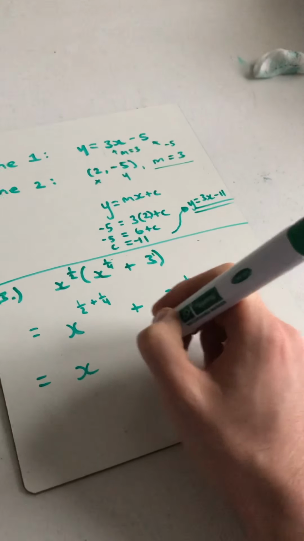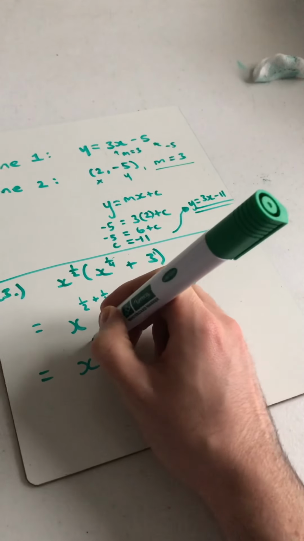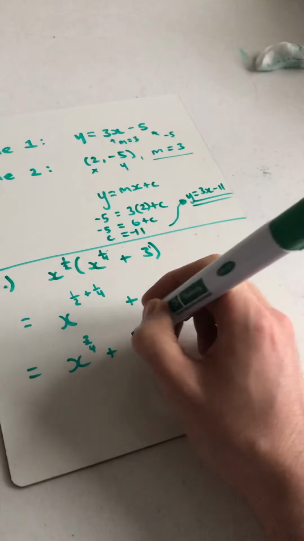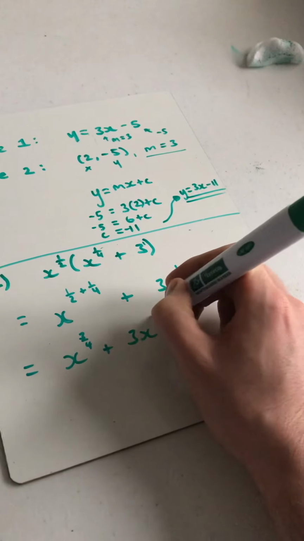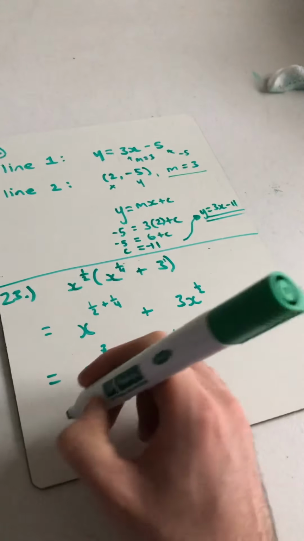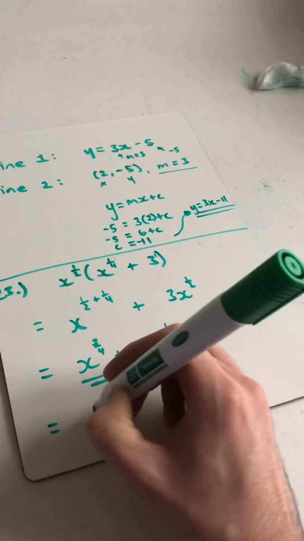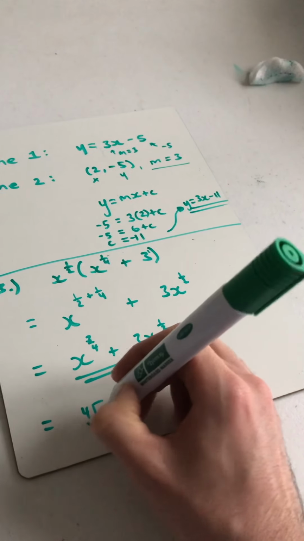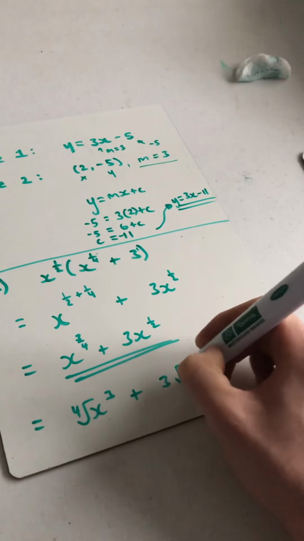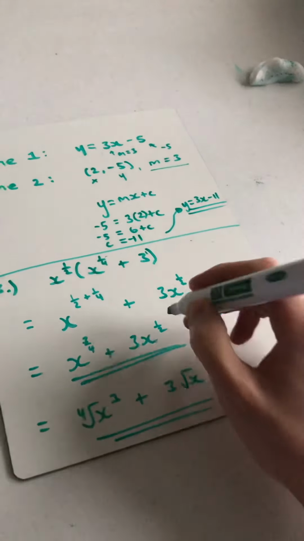So when you do a half add a quarter, it gets you 3/4. So your final answer should have been x to the power of 3/4 plus 3x to the power of a half. You might also have written that as the 4th root of x cubed plus 3 root x. Either is fine.